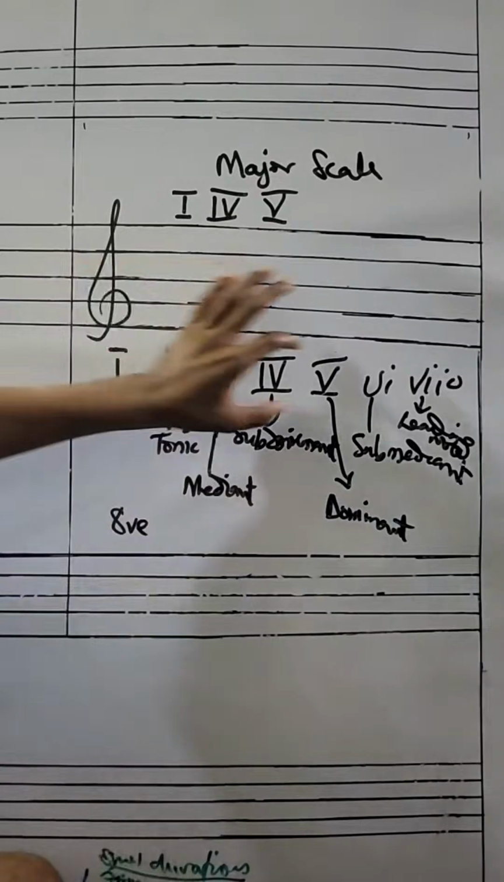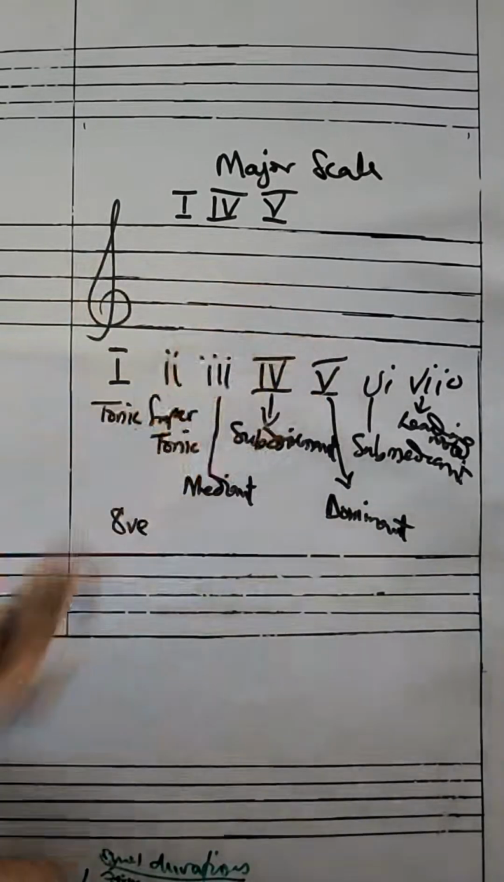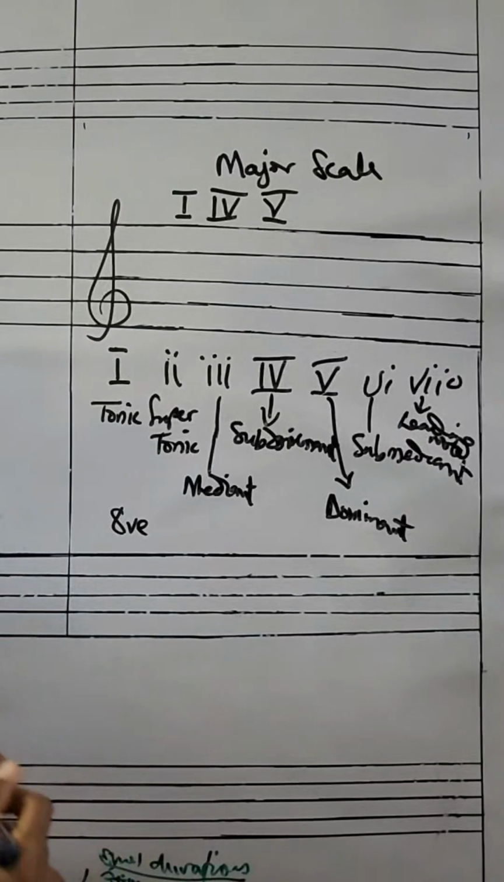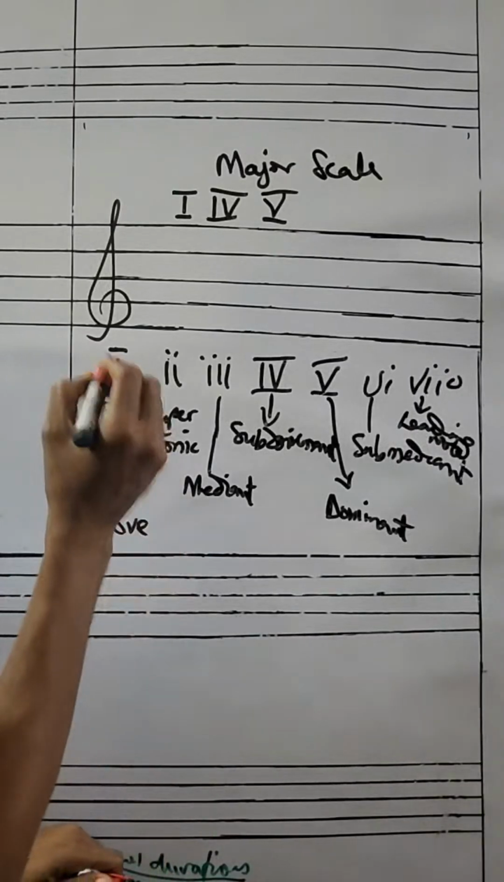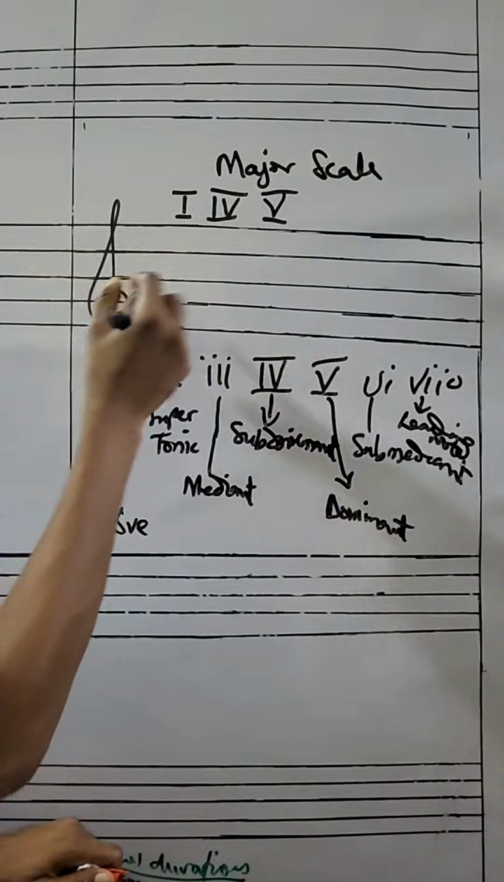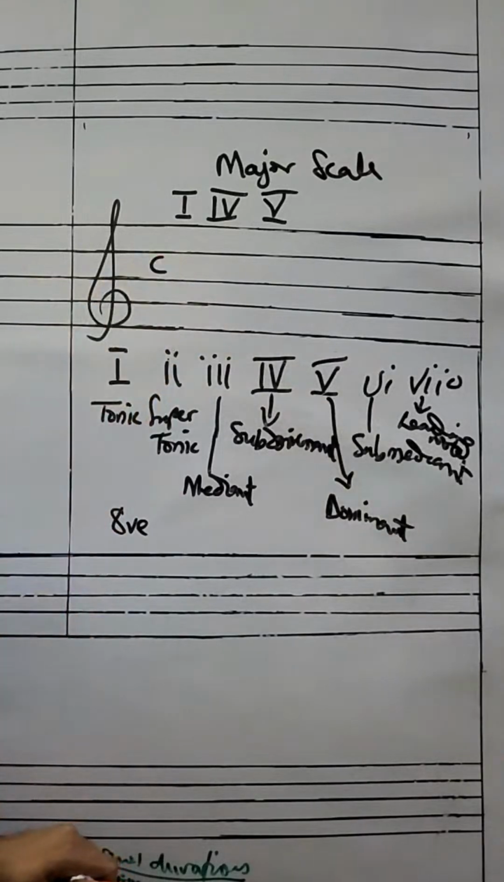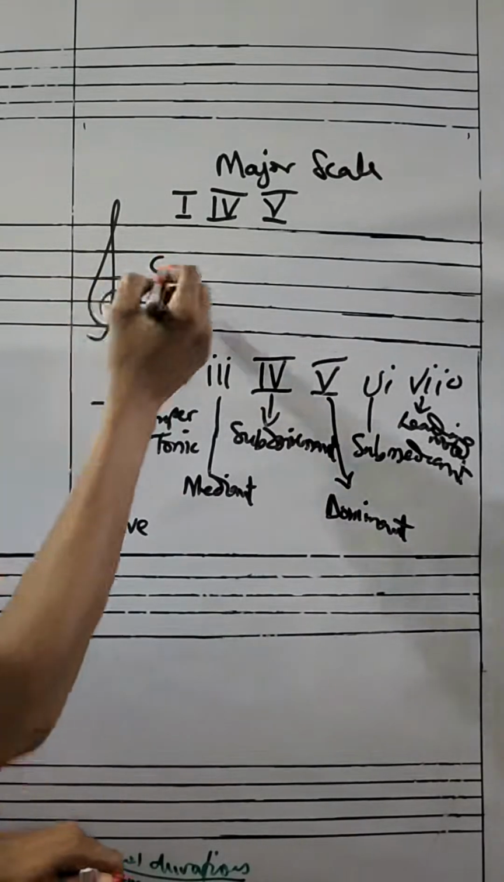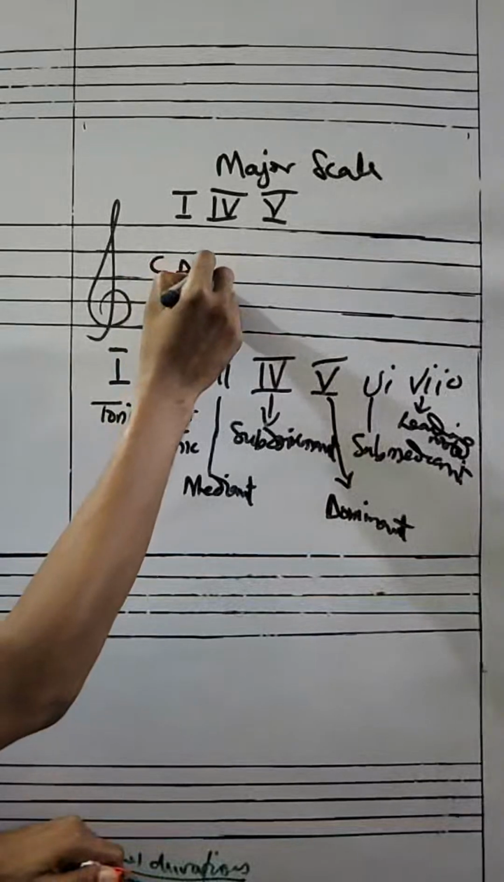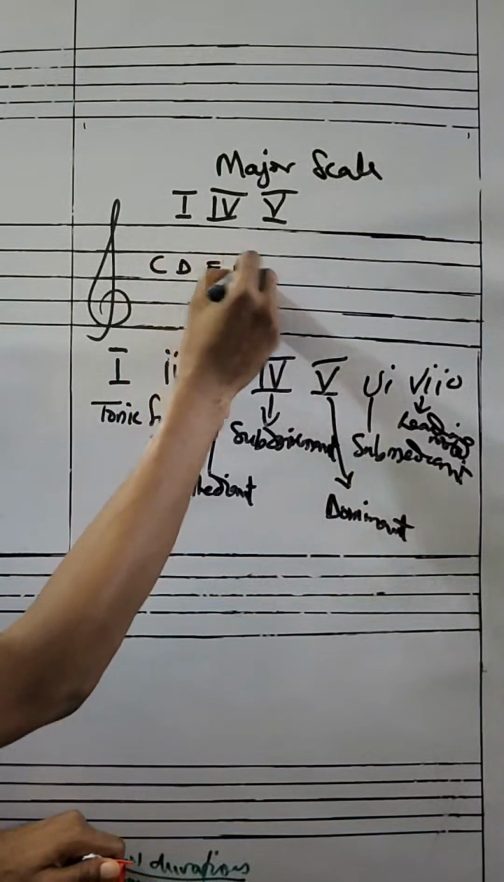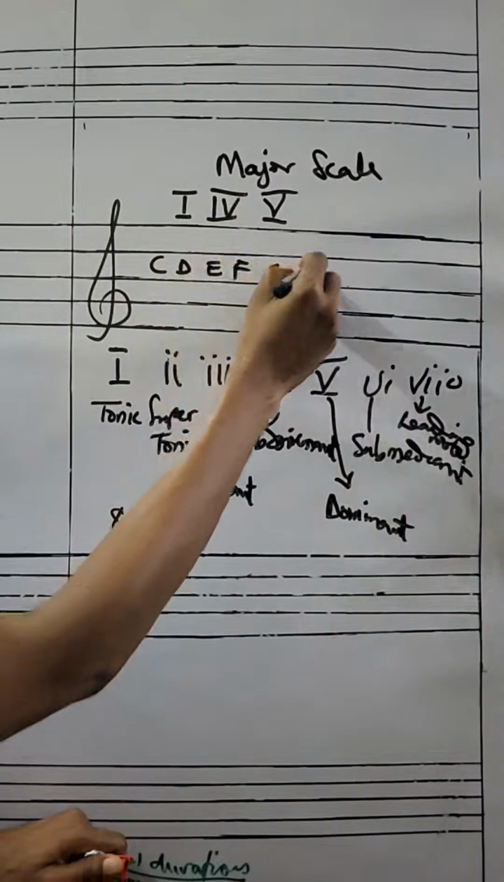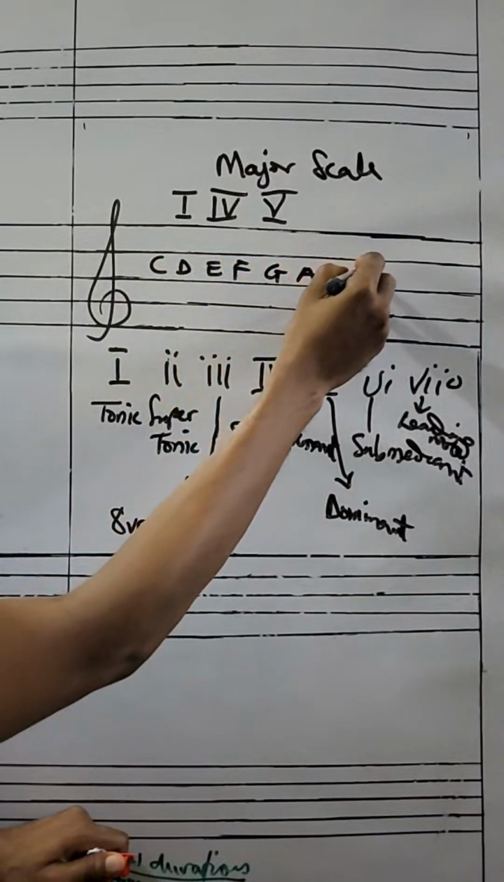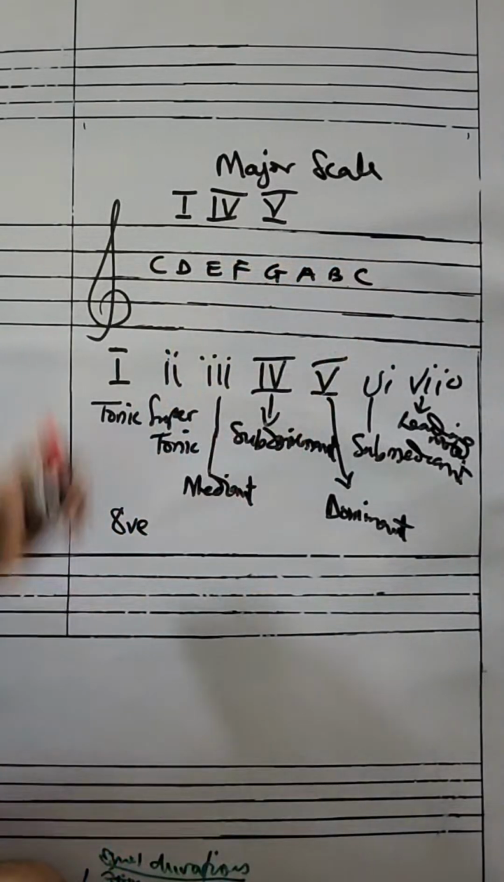This is my 4, and 1, and this is my 5. My 5, let's take for instance that my 1 is C: C, D, E, F, G, A, B, C.